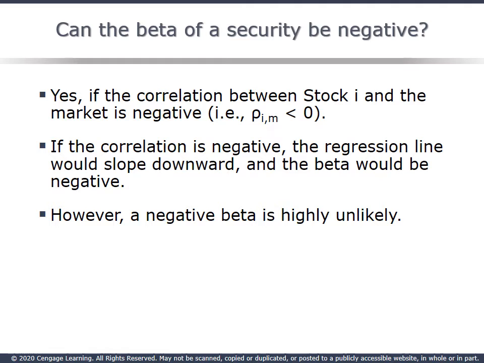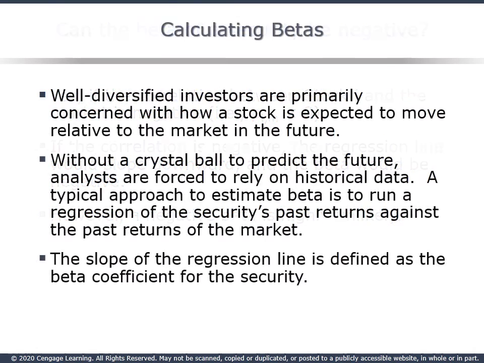Your author poses this question: can the beta of a security be negative? Well, yes, it theoretically could happen. In that case, the security market line would slope downward and the beta would be negative. However, a negative beta is highly unlikely.